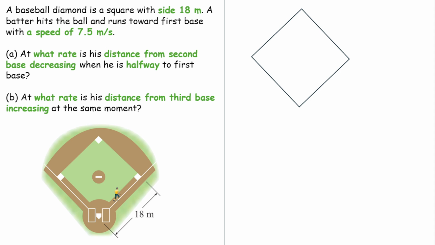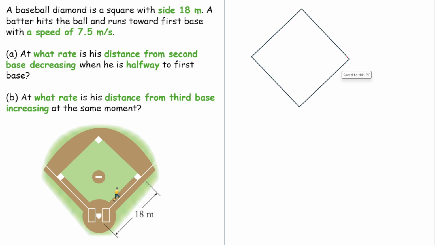A baseball diamond is a square with a side of 18 meters. A batter hits the ball and runs toward the first base with a speed of 7.5 meters per second. (a) At what rate is his distance from the second base decreasing when he is halfway to first base? And (b) at what rate is his distance from the third base increasing at the same moment?